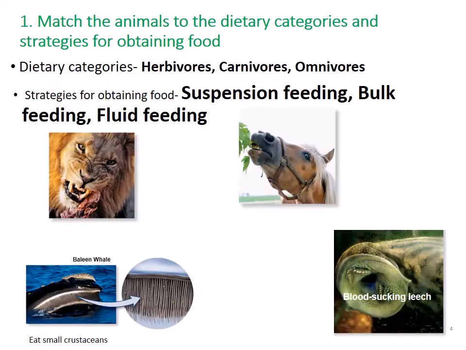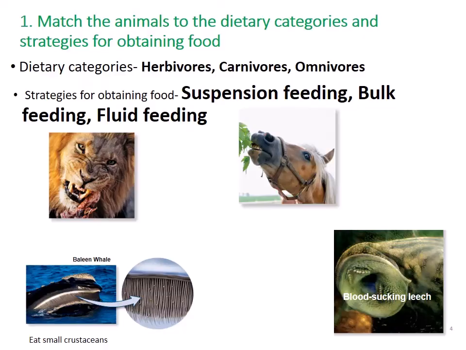So let's match the pictured animals and say whether they're an herbivore, carnivore, or omnivore, and whether they're a suspension feeder, bulk feeder, or fluid feeder. So I think the lion is a pretty easy one. If you didn't know what lions eat, it's in the picture. So the lion there is a carnivore, and it is a bulk feeder. Let's move to the horse. So what does a horse eat? Right? So they are herbivores.